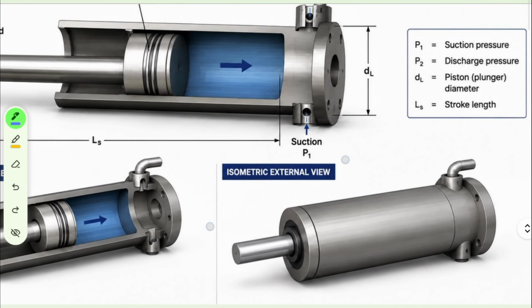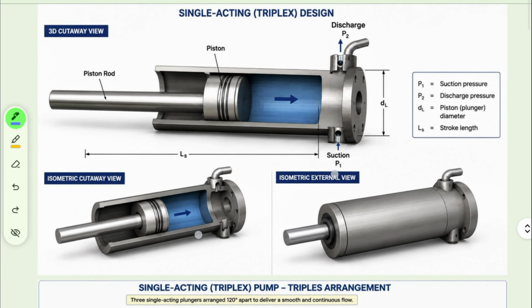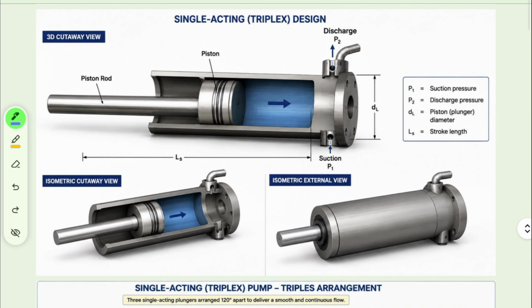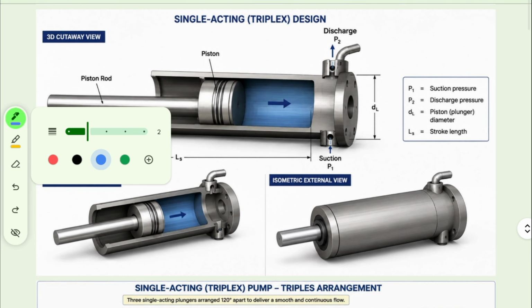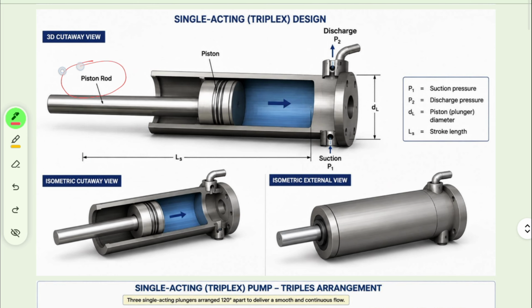So now jump to this part, the single acting design, right? Let me explain this. As I told you, this is called the piston rod, right? This is the 3D image I wanted to show you. This is what we call suction. Through this suction, fluid will enter inside, and this is what we call discharge, right? This whole system is the cylinder, and this device is called the piston.